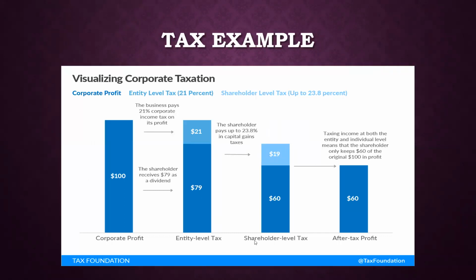That's at the entity level. At the shareholder level, the shareholder pays up to 23.8% capital gains tax, and 23.8% on that $79 is about $19. Income is taxed at both the entity and individual level, meaning the shareholder only keeps $60 of the original $100 profit. So this gives you a chance to look at how everything flows, with the distributions going to the shareholder and the rest remaining with the entity itself.